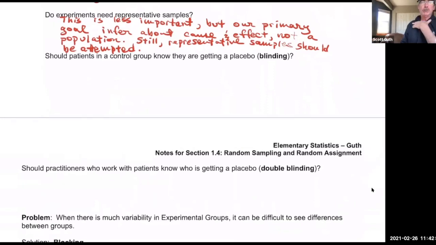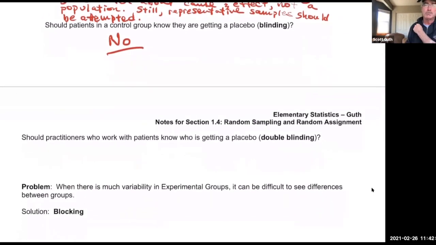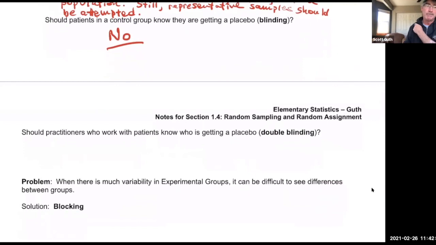Should patients in a control group know they are getting a placebo, which is called blinding? The answer is no. They should not know they're getting a placebo. Otherwise, you're going to destroy the placebo effect. And we want both groups to experience a placebo effect so that they're the same.